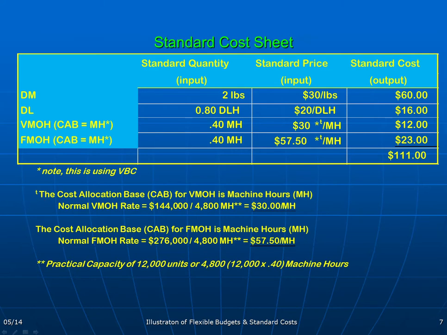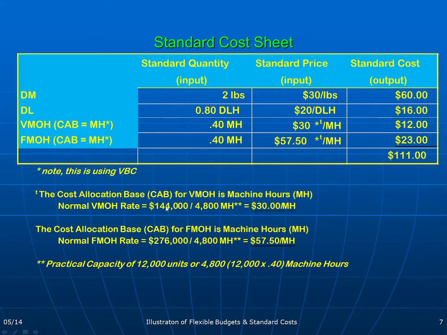So let's come down here and take a look at this allocation rate. Before I go on, notice this is using volume-based costing. What do I mean by that? Well, remember, volume-based costing stands in contrast to activity-based costing and has to do with what your cost allocation bases are. We're using machine hours, which is an input measure of production volume. All right, back to the calculation of our allocation rate for variable manufacturing overhead. Our standard rate is going to be 144,000 divided by 4,800 machine hours, and that's going to give us a standard or a normal rate of $30 per machine hour.